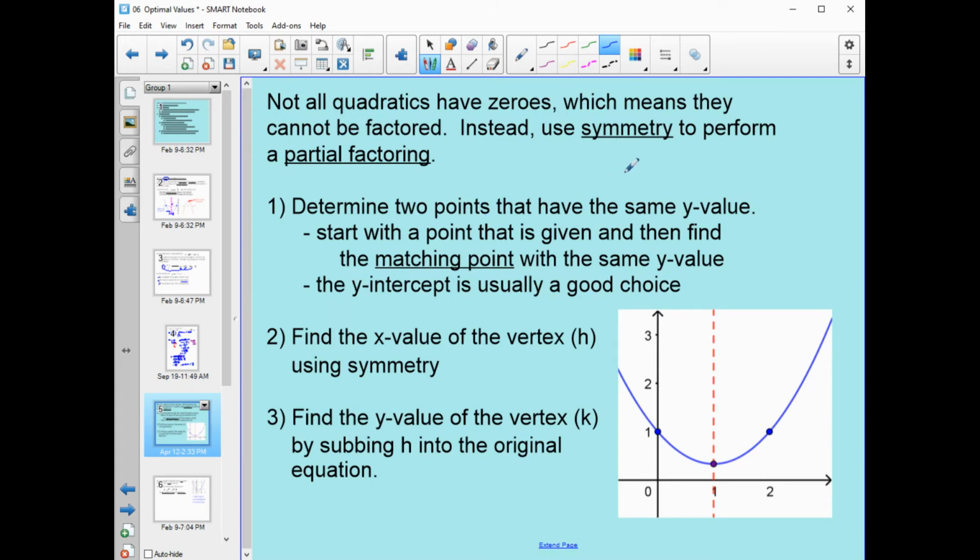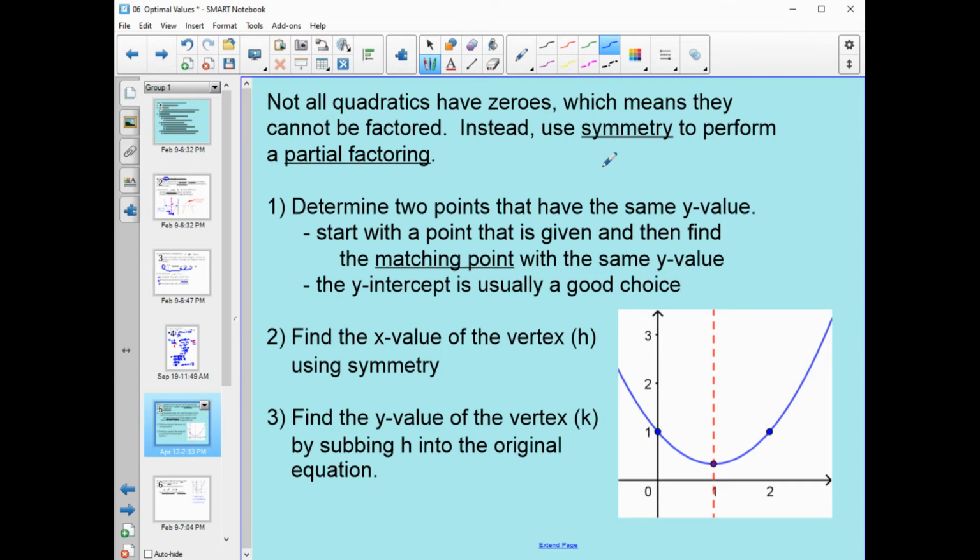Now, I've put this as a blue background in class. That normally means you don't have to copy it down, because for some of you, this would be review. But if it's not review, you should consider adding this into your notes. I talked about how we use symmetry on factored form to find the axis of symmetry. Same kind of thing we're going to do here. It's just that we're not going to use the zeros.